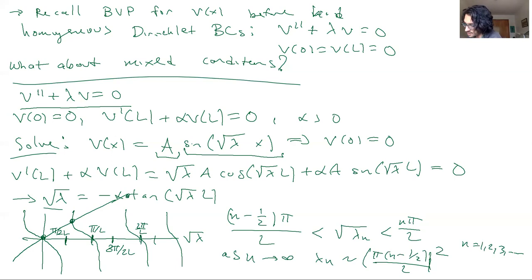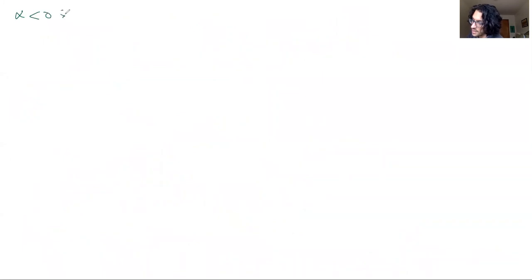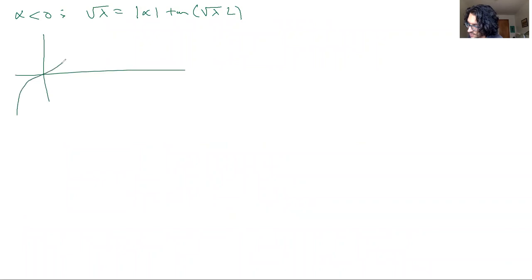Now notice that was assuming that alpha was greater than 0. Without really stating it explicitly, I said I'm going to take alpha greater than 0 so that these things are flipped over. But what if I take alpha less than 0? If I take alpha less than 0, then the equation becomes square root of lambda equals absolute value of alpha tan of square root of lambda L. Well, that's fine too. It's just going to flip the tan functions back over.